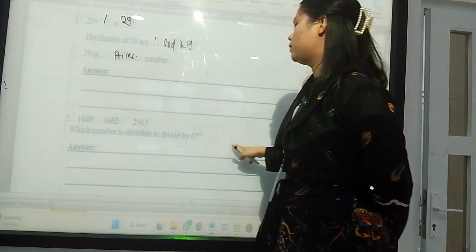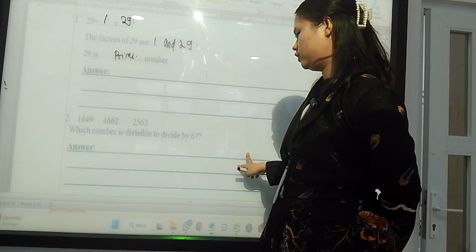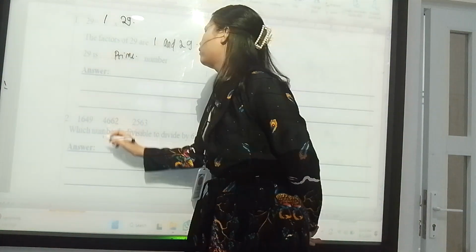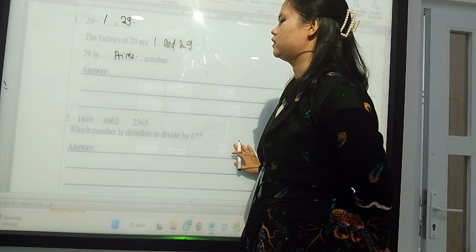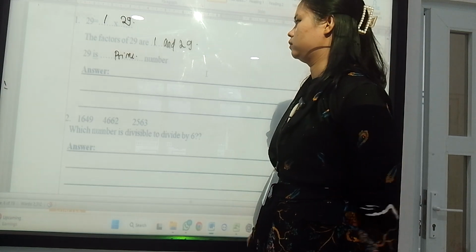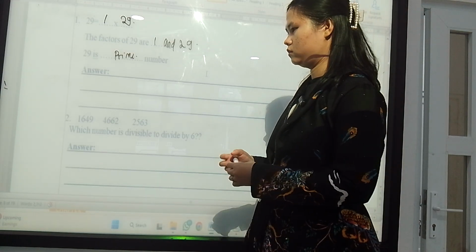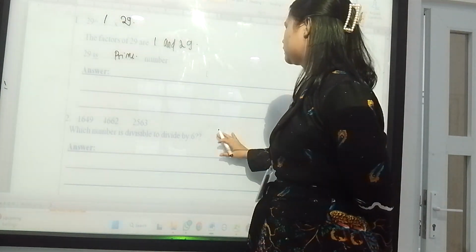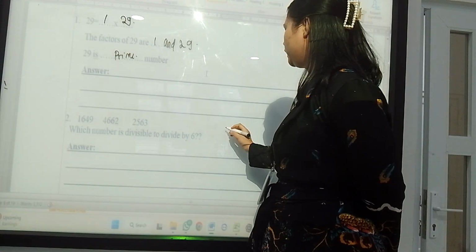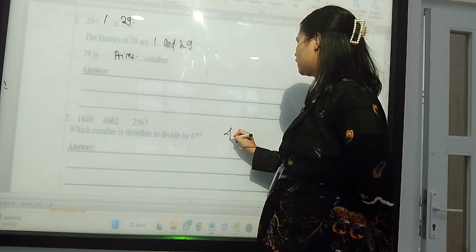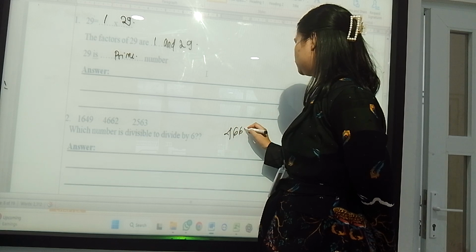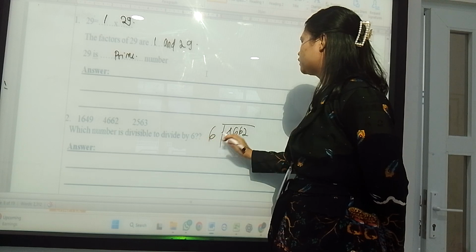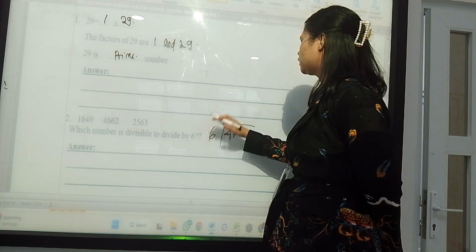Okay, which number is divisible by 6? It is 4,662. So how do you explain to the student to find this answer? Number 2, yes. We just use the usual way. 4,662 can be divided by 6, 49. 6 times what? Close to 49.